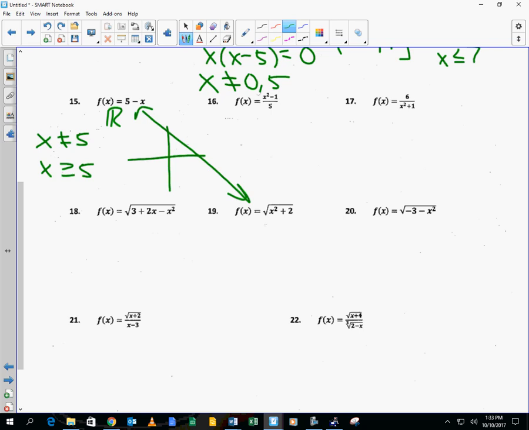16. Anything. Are you ever going to divide by 0? No. 17. Because can x squared plus 1 ever be 0? No.